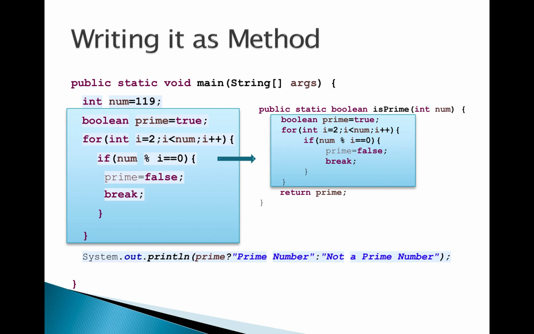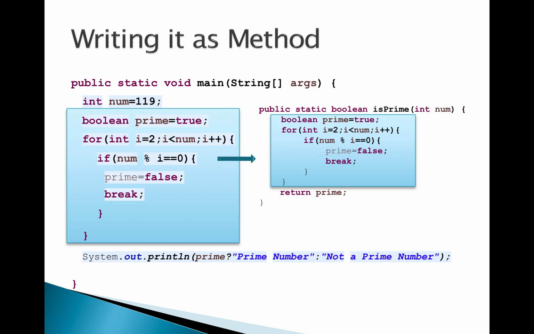In the method, I don't know what it is going to do, how it is going to do. All that I'm expecting from the method is to tell me whether the given number is a prime number or not. So that is exactly what we're doing here. As you see, the logic whatever we have written, starting from boolean prime is equal to true till the end of the for loop, is the same. But the only difference is I am returning the prime value. Instead of printing whether it is a prime number or not, I am returning the prime value, whether it is true or false. So in this case it is going to return false because 119 is not a prime number.